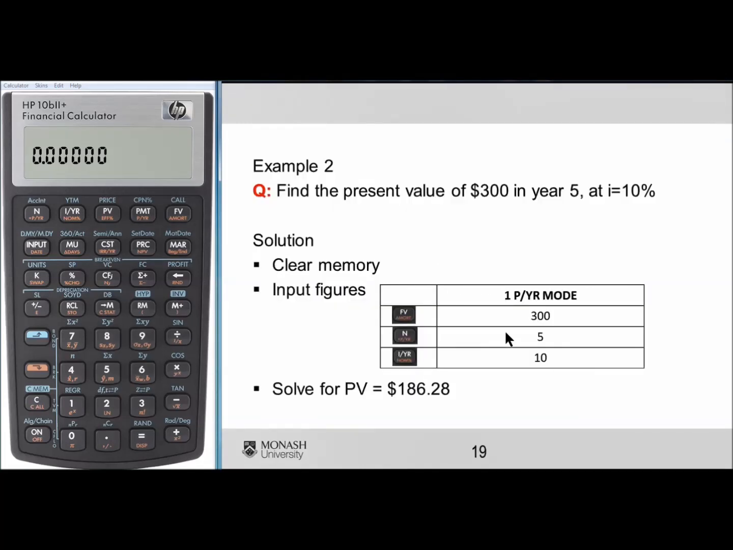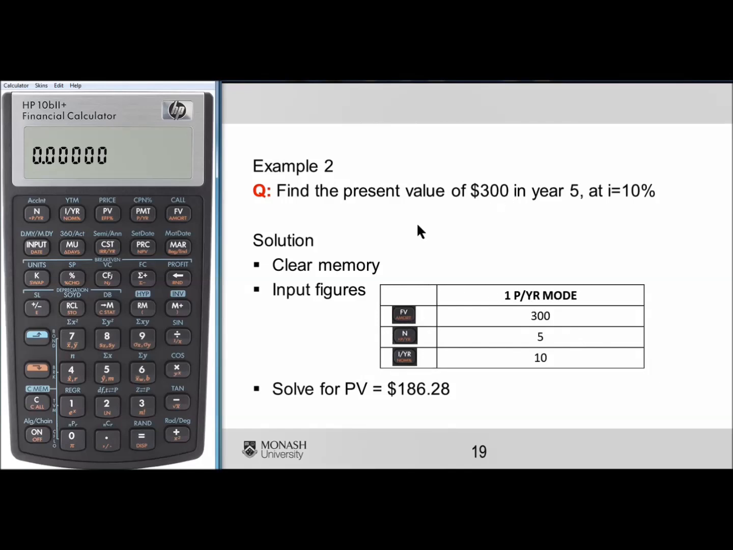Example 2. Find the present value of $300 in year 5 at an interest rate of 10%. So first of all, clear all the memories and make sure that it is in the right payment per year mode. Then input figures as tabulated.